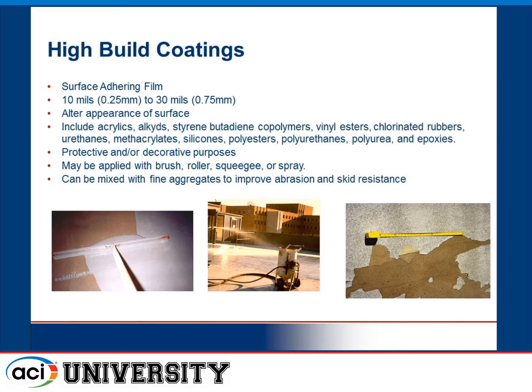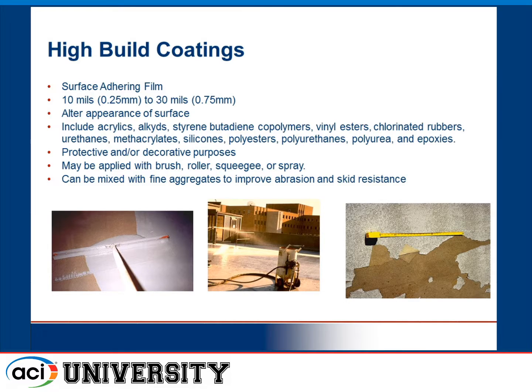These include the materials that you can see right here: acrylics, alkyds, styrene butadiene copolymers, vinyl esters, chlorinated rubbers, urethanes, methacrylates, silicones, polyurethanes, polyurea, and epoxies. There are others, but these pretty much cover the majority of the polymers that are used for these coatings. They're used both for protective and decorative purposes.